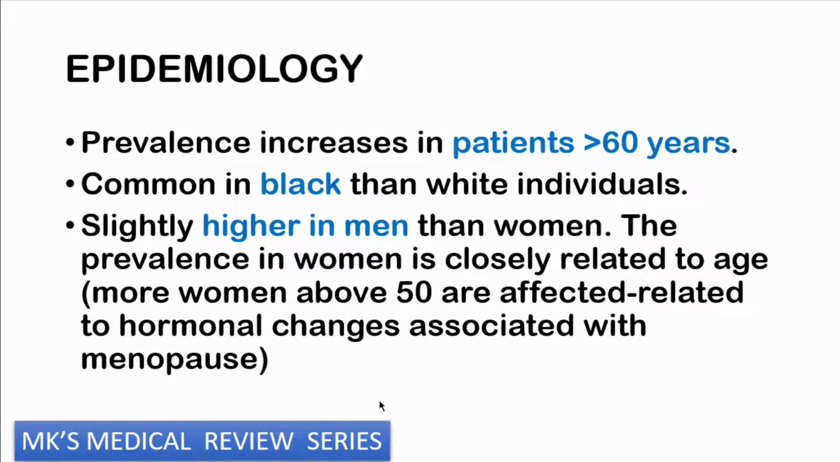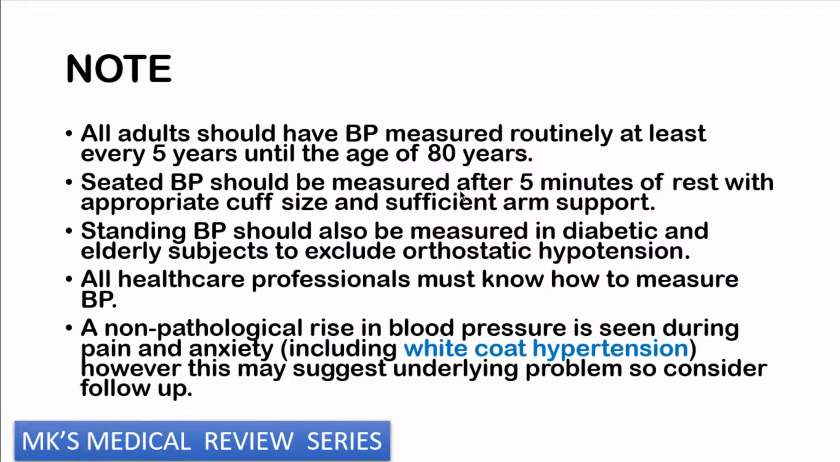Now, when we look at the epidemiology of hypertension, we see that it is very, very common in individuals that are above the age of 60. It's much more common in black individuals than in white individuals. Slightly higher in males than in women, but when women reach a certain age, especially above the age of 50, the incidence of hypertension is almost equal, and it's actually slightly greater in women, because as women approach menopause, you get hormonal changes that may predispose them to developing hypertension.